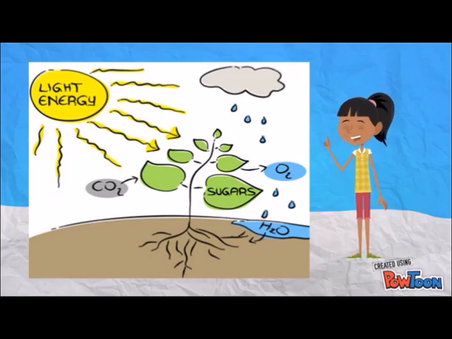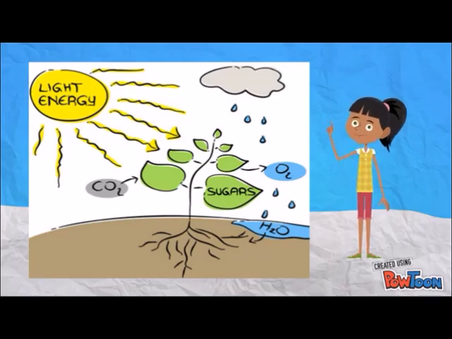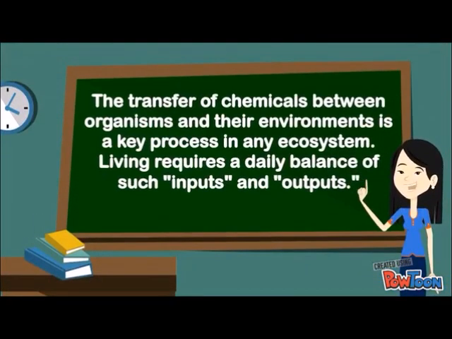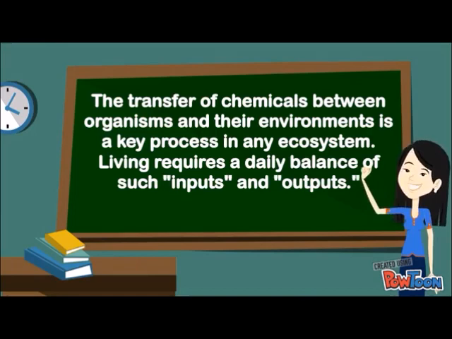Likewise, the plant also has an impact on its surroundings. For example, as the plant grows, its roots break up rocks and release acids that change the soil. This affects the types of organisms that can live in the soil. Plants also release oxygen as a byproduct of photosynthesis. Other organisms as well as plants use this oxygen for their own survival. The transfer of chemicals between organisms and their environment is a key process in any ecosystem.